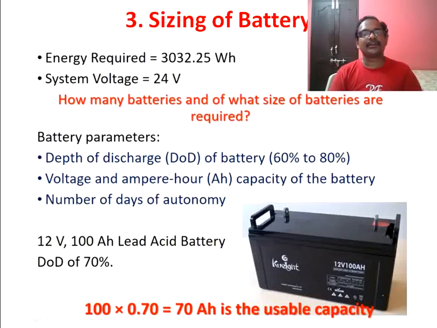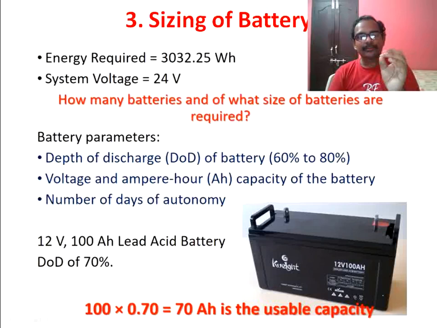First one is the depth of discharge of a battery. Generally, the depth of discharge of any lead acid battery will be in between 60 to 80%. And the second point we need to discuss: here in the problem we have been given a 70% depth of discharge battery and voltage rating and ampere hour rating of a battery. These two are also given in the problem. We have a 100 ampere hour 12 volts lead acid battery with 70% depth of discharge. Number of days of autonomy are 2 days, which is already given in the problem.